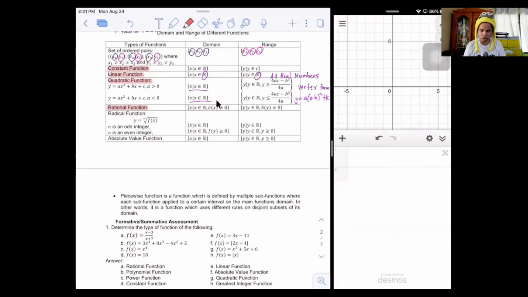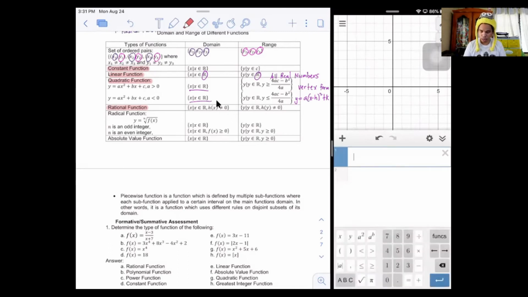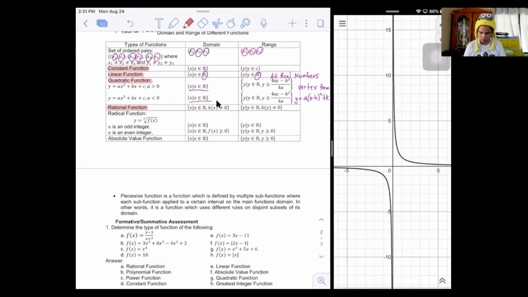Okay, next. Let us discuss rational function. So when we say rational, basta naa'y variable sa denominator rational na siya. Example, y equals 1 divided by x. Something like that. Now, sa rational function, isa ra gyud imong bantayan.